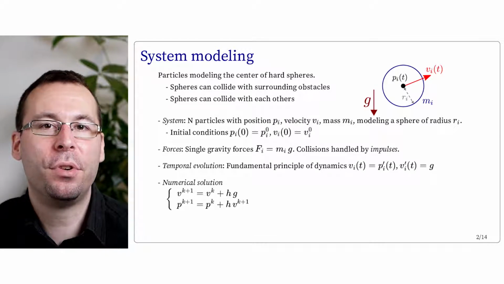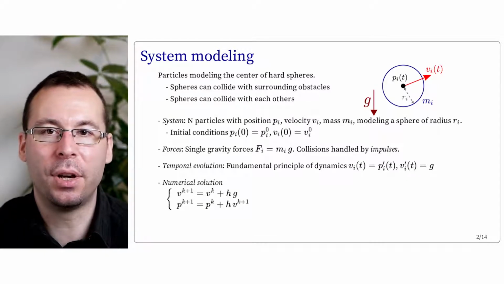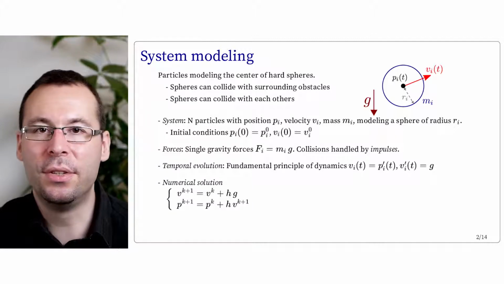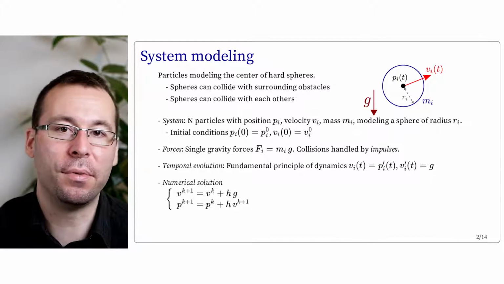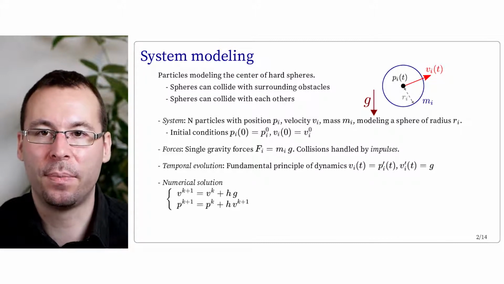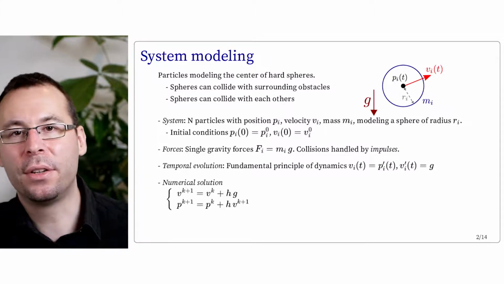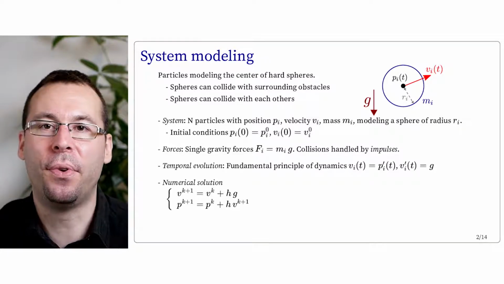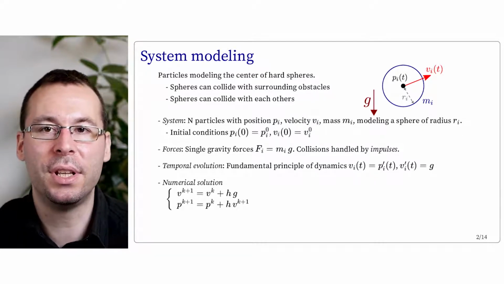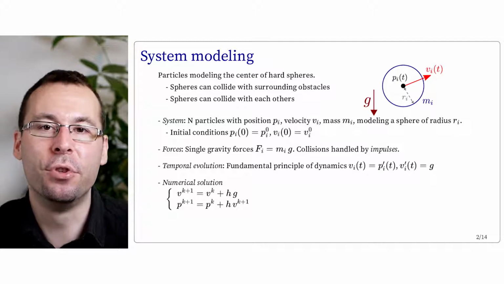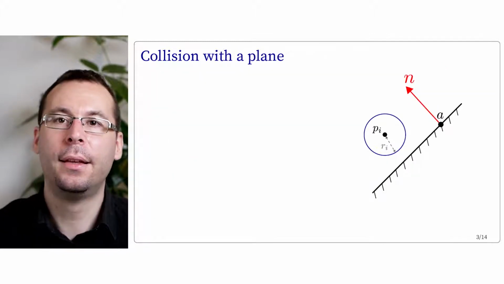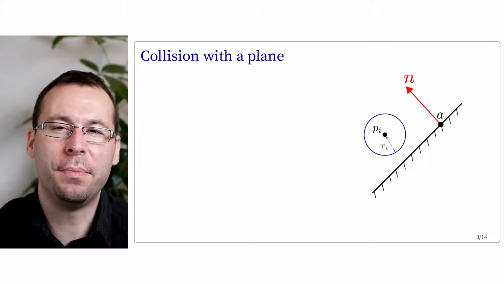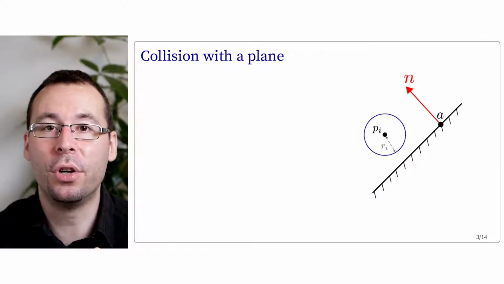So the temporal evolution of the particle is very simple. Actually, the velocity is the derivative of p_i, and the derivative of the velocity is the gravity constant. Usually we will also add a drag force, acting as a force opposite to the current velocity of the sphere, and we can solve the system numerically using a standard iterative scheme. So the interesting part of the simulation is actually handling the collisions.